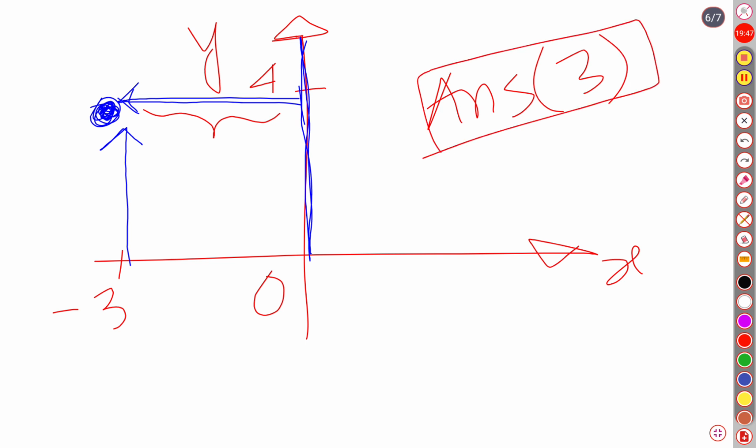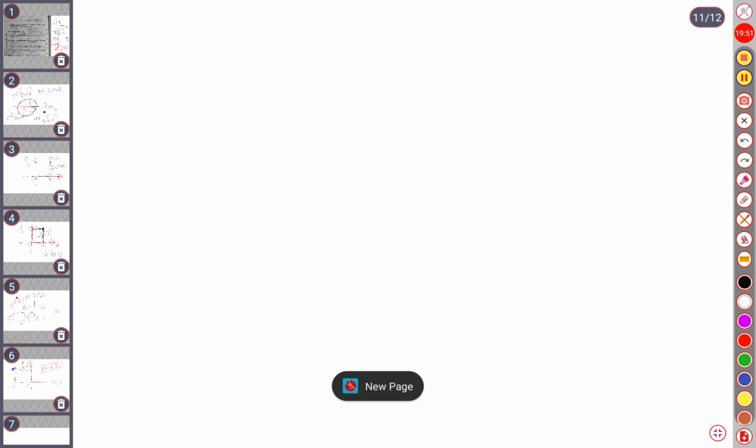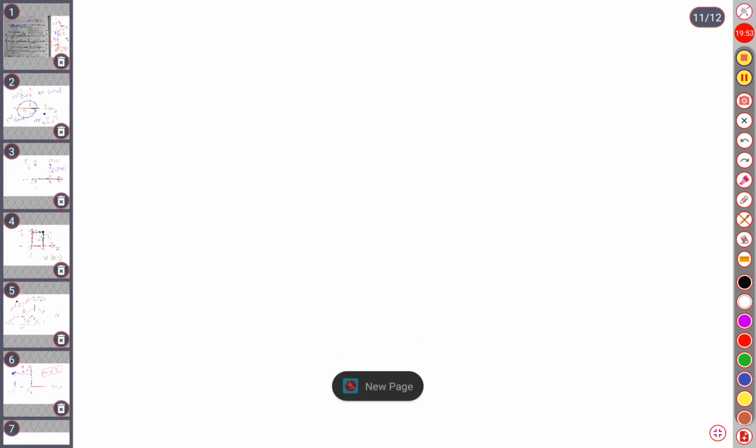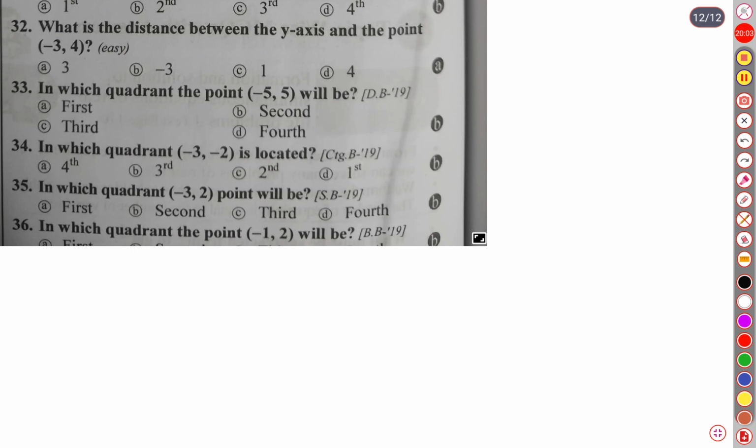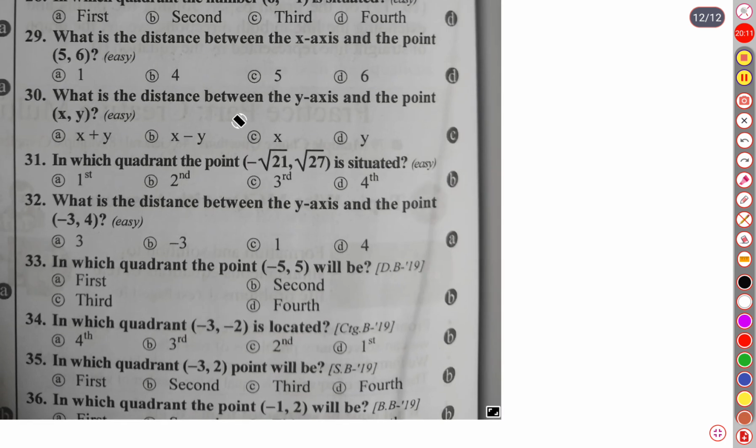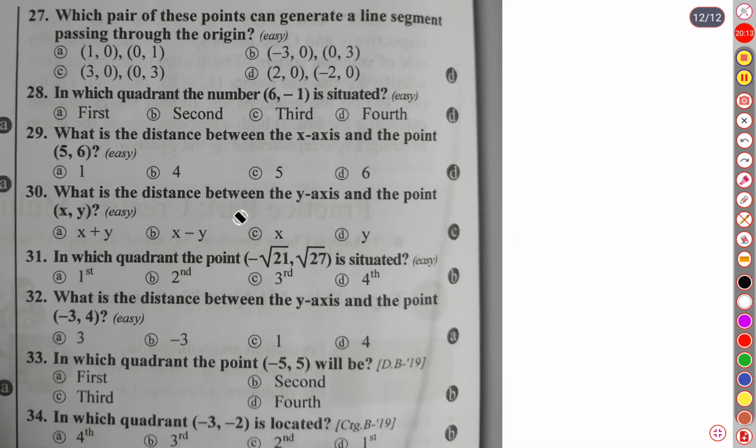Let's move on to the next question. What does the next question say? Okay, let me upload the page again. Well, question number 33 says, in which quadrant will the point negative 5, 5 be? So it's very simple, as we have been doing so long.